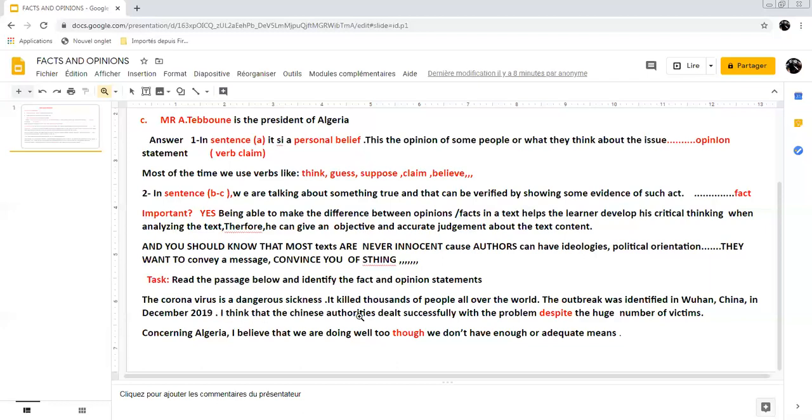I think that the Chinese authorities dealt successfully with the problem despite the huge number of victims. The word in red here. Concerning Algeria, I believe that we are doing well too, though we don't have enough or adequate means. I would like to draw your attention to the words in red here, despite and though. And if you remember, this is what we saw in the grammar lesson concerning the concession. So that's why it's very important to revise your grammar points.